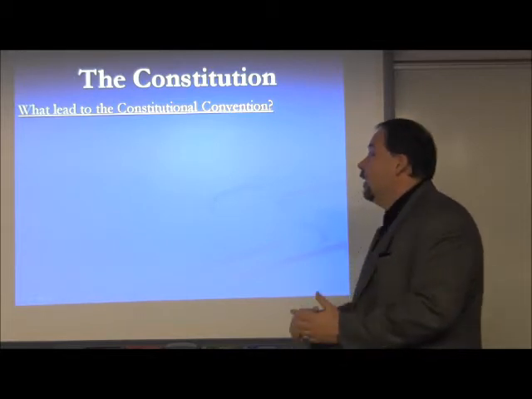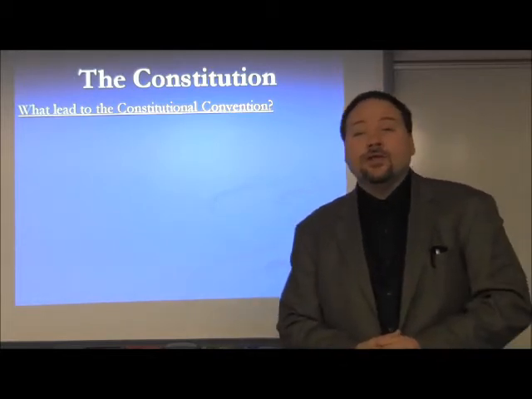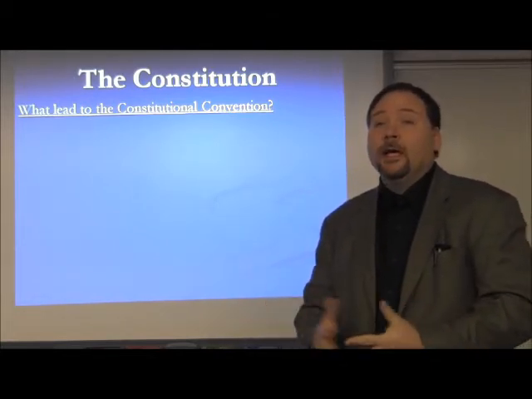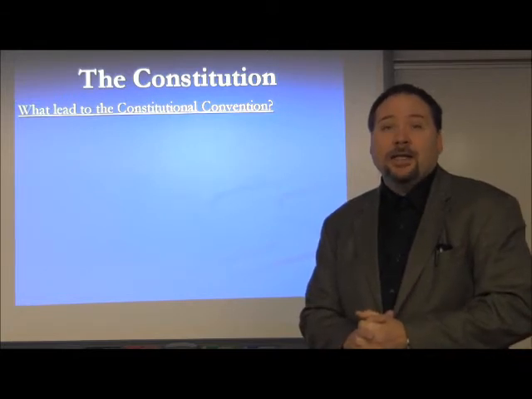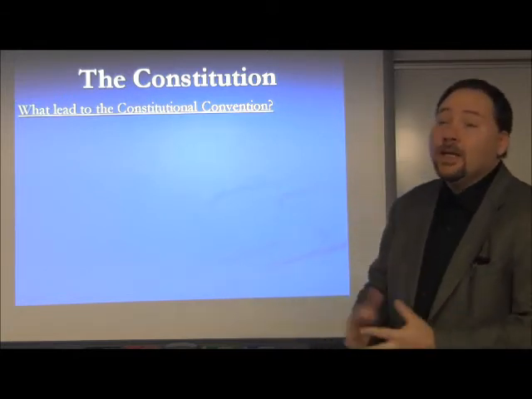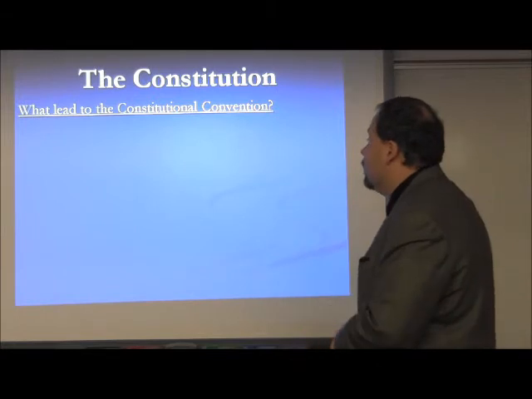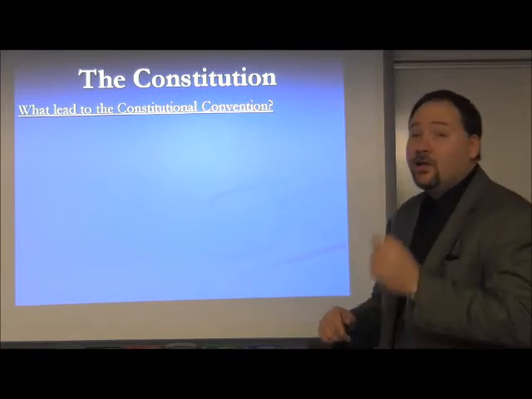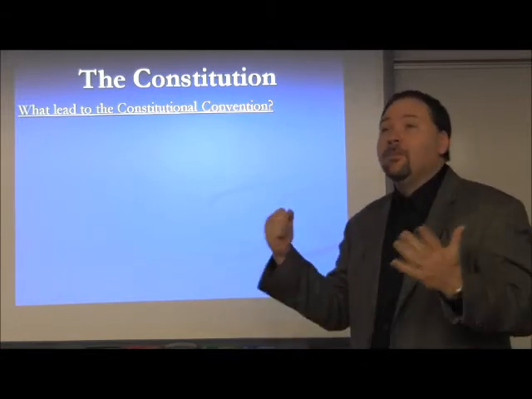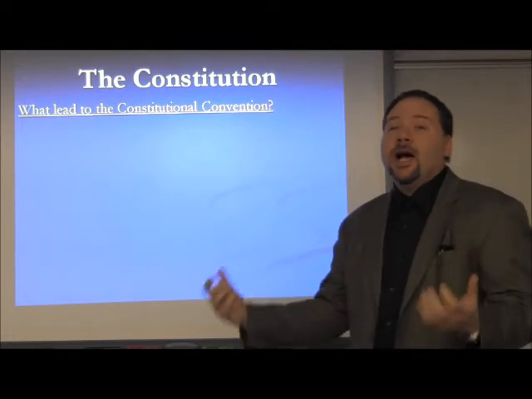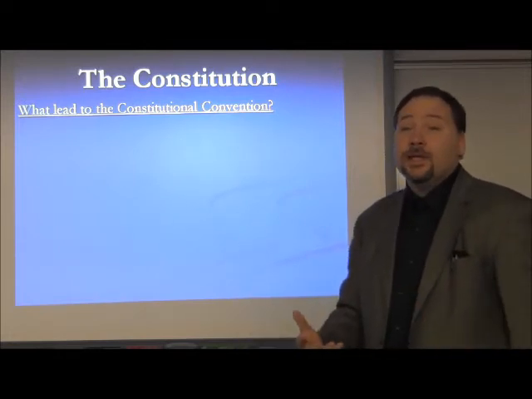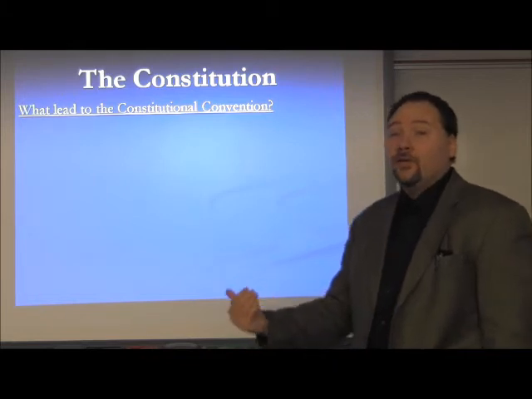But the Articles of Confederation just was so weak that it couldn't handle a lot of the things in the country, couldn't do anything. So the question on the board here is, what led to the Constitutional Convention? What led to people saying, hey, we got to meet, we got to gather, we got to talk about this, because there's a lot of problems with this government that we need to address or fix?